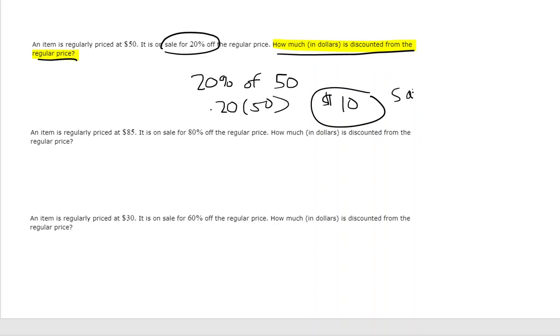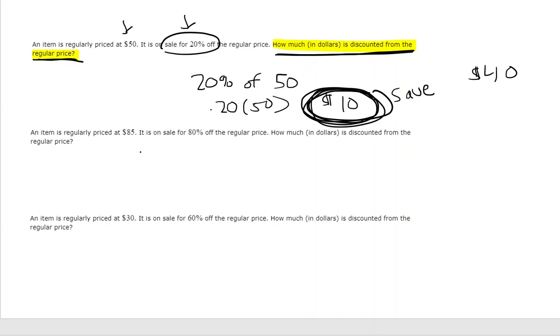This is how much you're going to save if there is a sale for 20% off and the item is regularly priced at $50. So if there's a sale for 20% off, that means you get to save this much. That means instead of paying $50, you only have to pay $40. Okay? And when you enter on ALEKS how much is discounted from the regular price, you would enter in the $10. Okay, let's look at the next one.